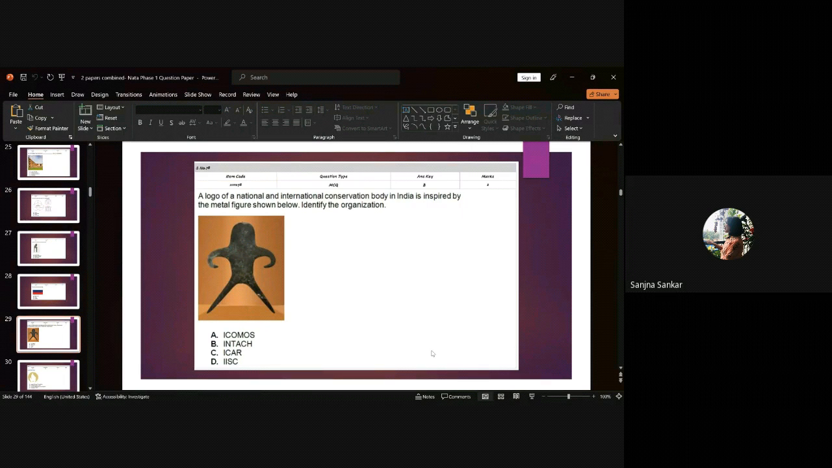Option A is ICOMOS, and option B is INTACH. Option C is ICAR. Option D is IISC. The correct answer is option B, that's INTACH, which is expanded as Indian National Trust for Art and Cultural Heritage.